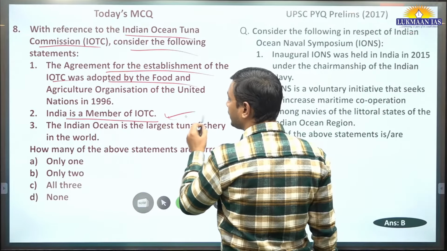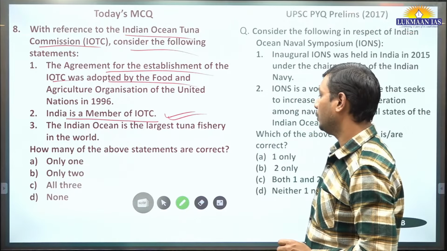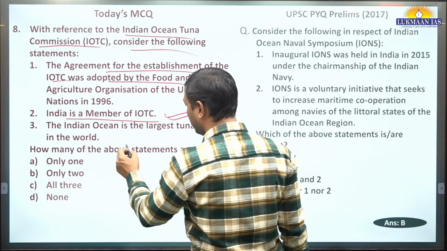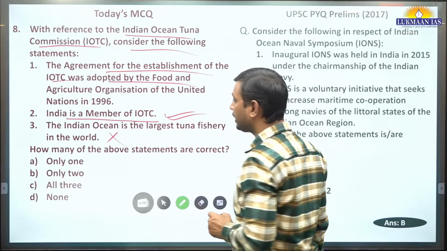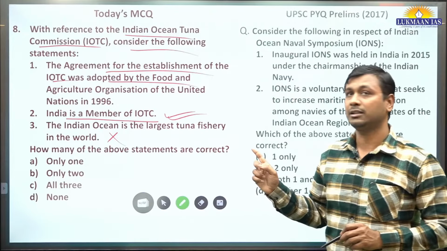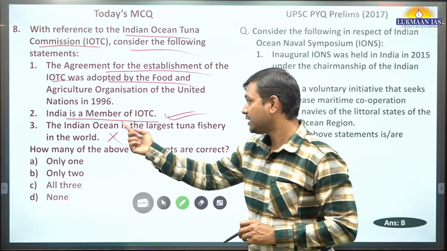This is right. Indian Ocean is the largest tuna fishery in the world. This statement is incorrect. Why? Pacific Ocean is the largest tuna fishery in the world. The Indian Ocean comes at a second place. So India is a member of IOTC.